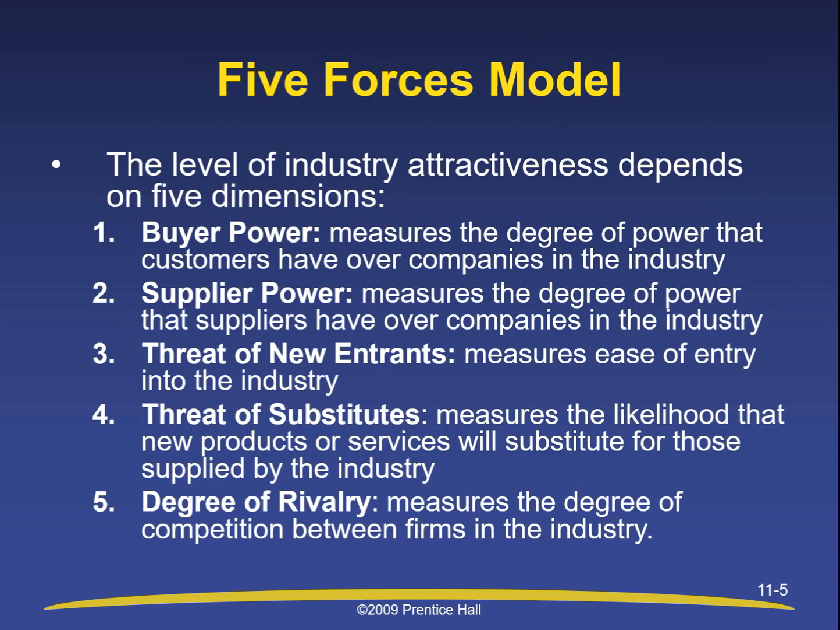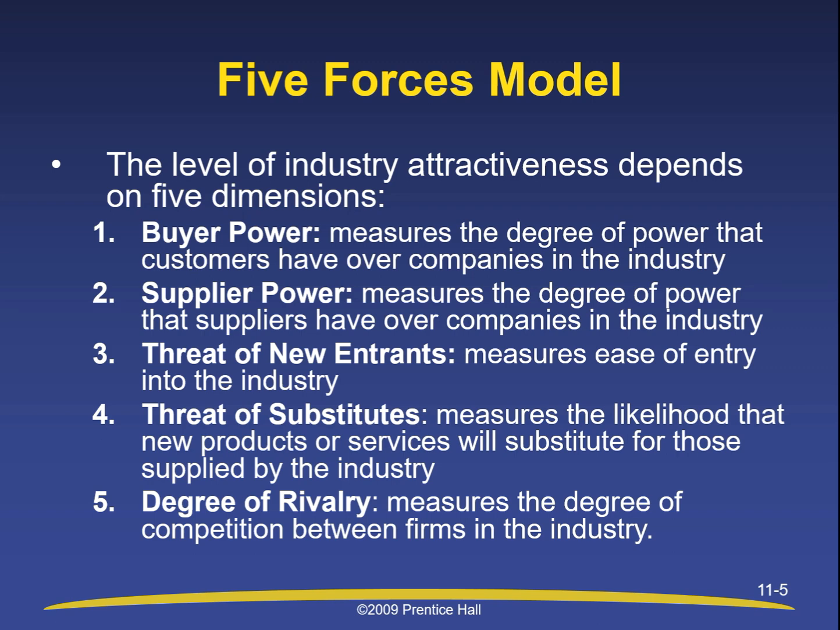5 forces model. The level of industry attractiveness depends on 5 dimensions. Number 1 is buyer power. This measures the degree of power that customers have over companies in the industry. Number 2 is supplier power. This measures the degree of power that suppliers have over companies in the industry.